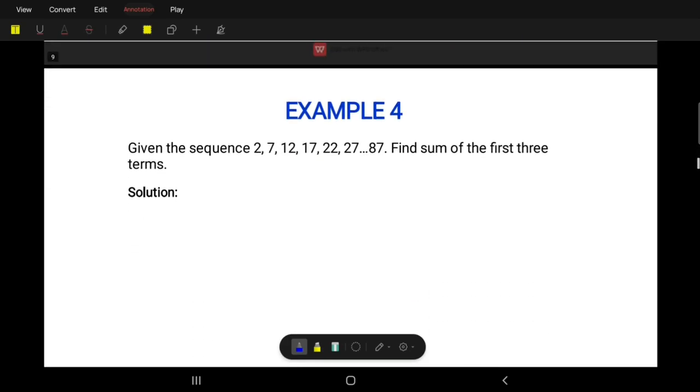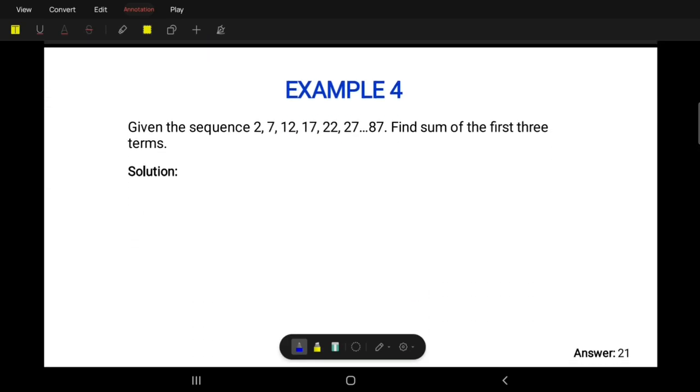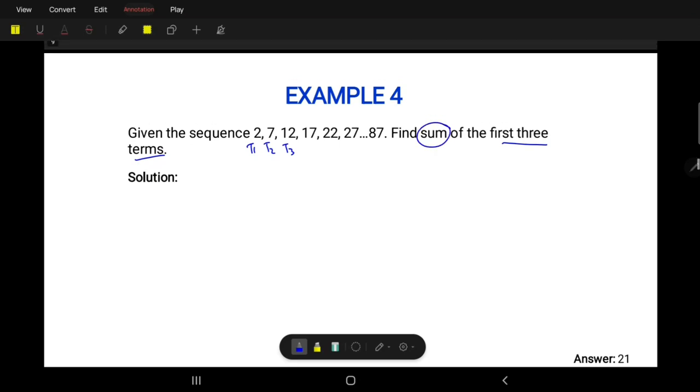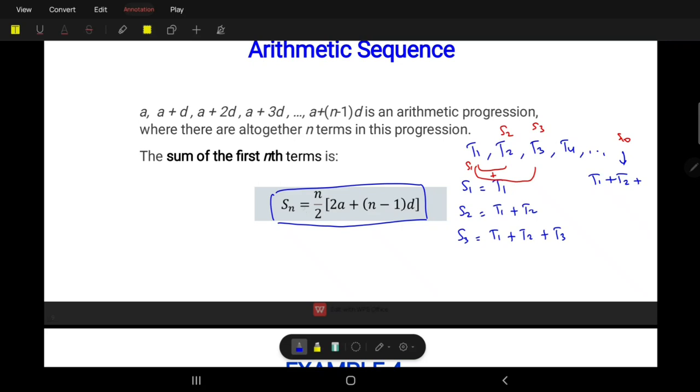Okay, look at example 4. Given the sequence 2, 7, 12, find the sum of the first three terms. We know that this is T1, T2, T3 and so on. So kita nak cari sum, we need to use this formula: Sn equals n over 2 times (2a plus (n minus 1)d).